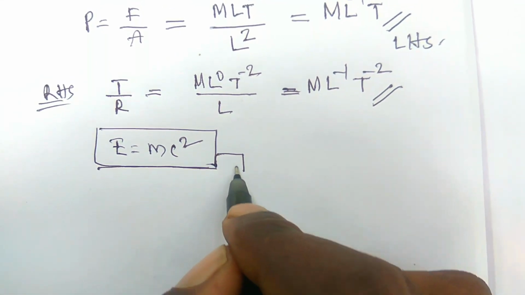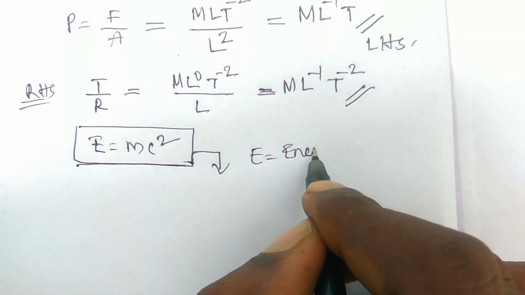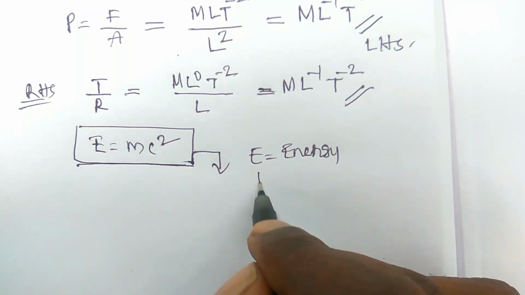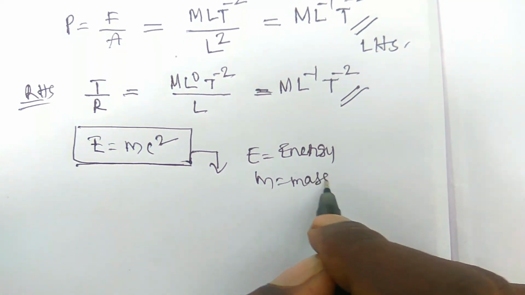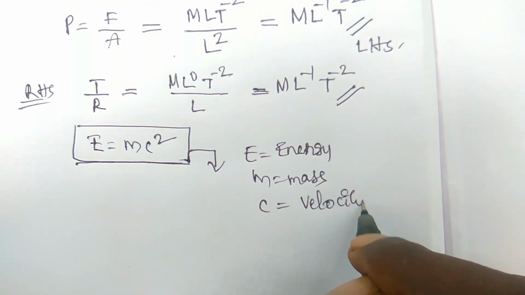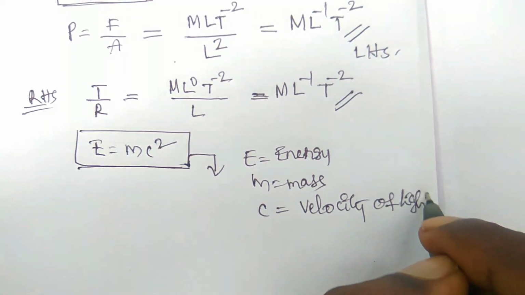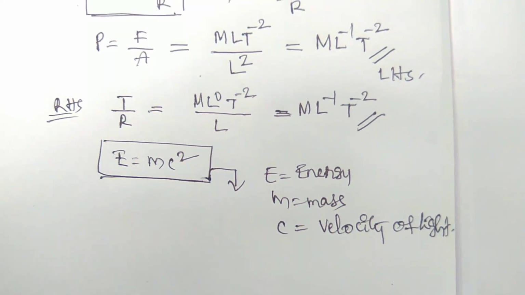So let us check. E is the energy of a particle or a body. Okay, and m is the mass here, and c is the speed of light, or velocity of light.